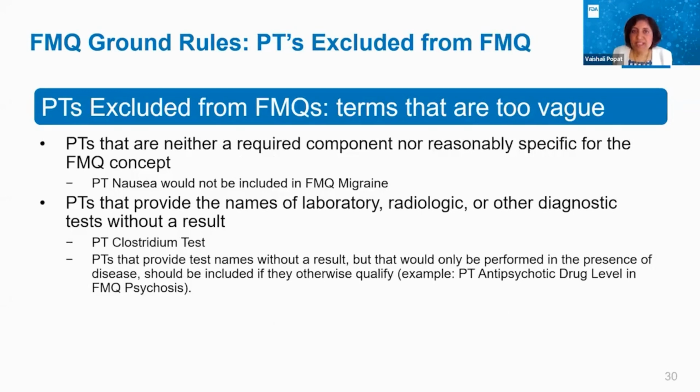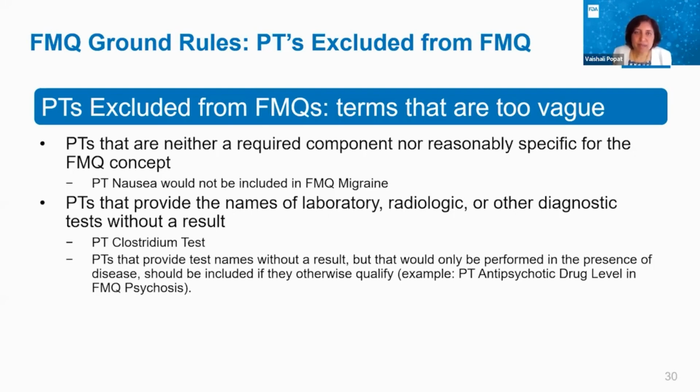Now, there are some PTs in MedDRA that are just too vague, so they are excluded from the FMQs. For example, PTs that are neither a required component nor reasonably specific. In this case, this is actually more related to the FMQ concept. So nausea would not be included in migraine because it's not specific nor a required component.